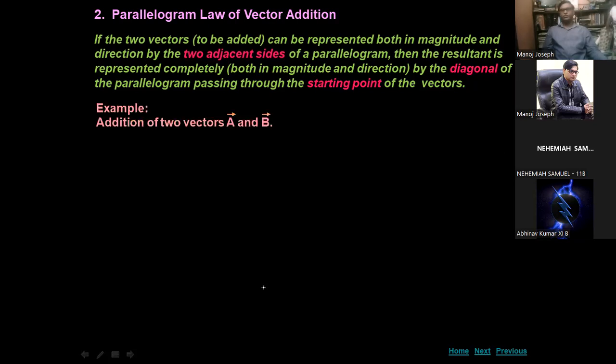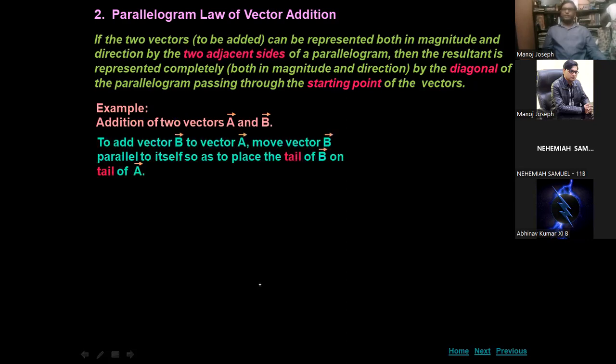Example: addition of two vectors A and B. To add vector B to vector A, move vector B parallel to itself and place the tail of B on the tail of A. So vector A is moving in a certain direction and vector B is also moving. Now I'm bringing vector B. In place of attaching it with the head of A, I will attach B with the tail of A. Previously, we were attaching the tail of B with the head of A. That was the triangle law.